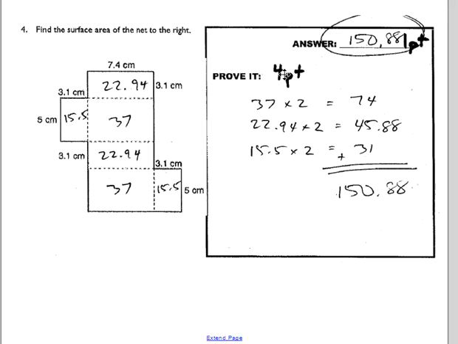So 1 point for the answer, and then you had to figure out the parts of it as well. That's where these 4 points were found. All right, so check your numbers there to make sure those were okay.